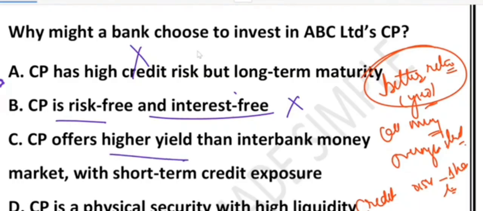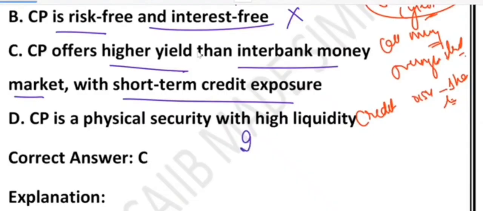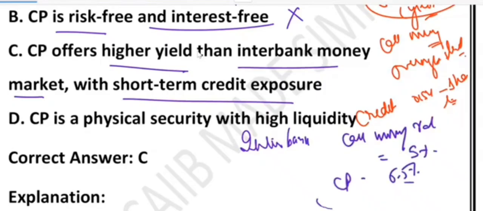Option C says it offers higher yield than interbank money market with short-term credit exposure. Try to understand. CP usually gives better return than call money or interbank lending. And since CP matures in a few weeks or months, the credit exposure is short-term, which reduces the risk. Let me give you one example. Suppose the interbank call money rate is 5% and suppose CP is offering you 6.5%. So the bank earns more, right? The bank is earning more by investing in CP with only 90 days exposure.